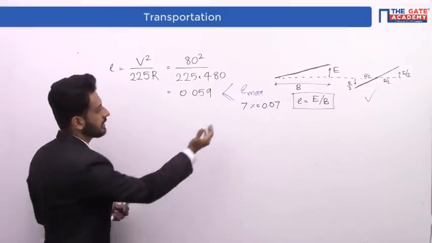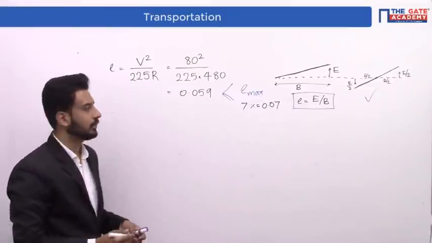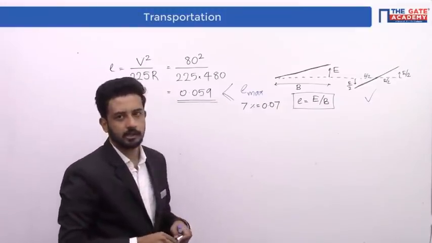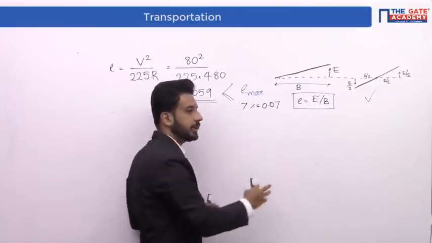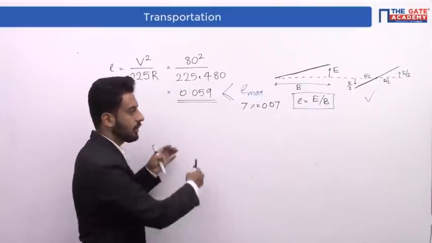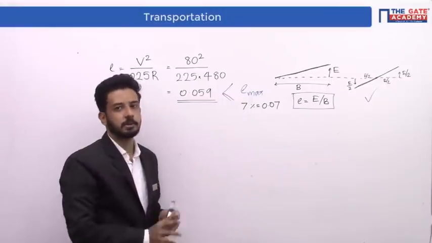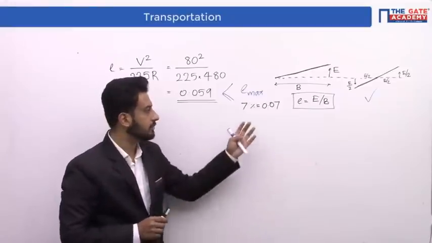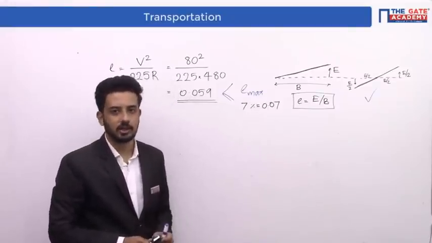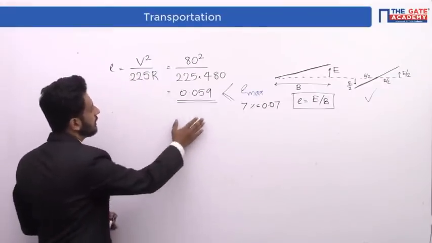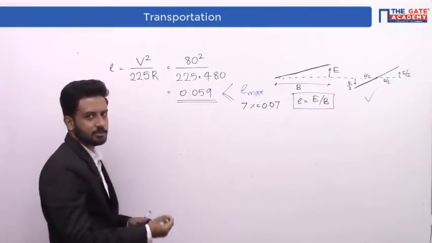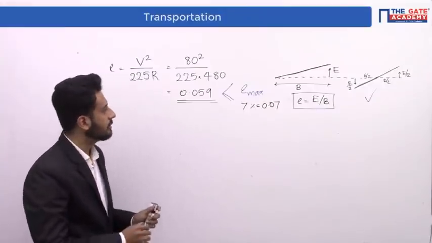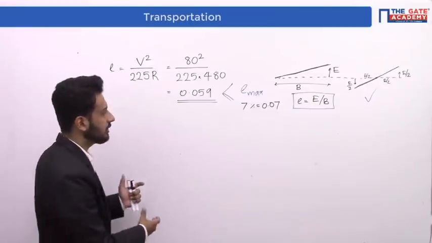Is it okay? Yes, it is well below the Emax value. So the E value is 0.059 only. In case we go beyond 7%, we have to set our value as 7%. The final answer will be 7% for superelevation if we are going above the Emax value. Okay, so I got my rate of superelevation, small e, as 0.059. But this is not the final answer.